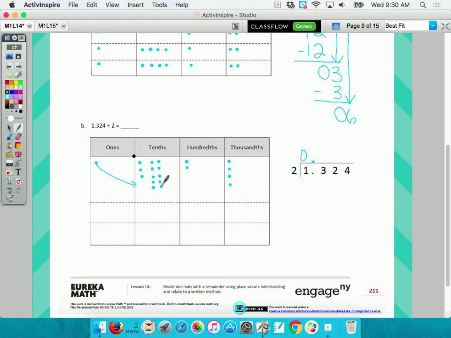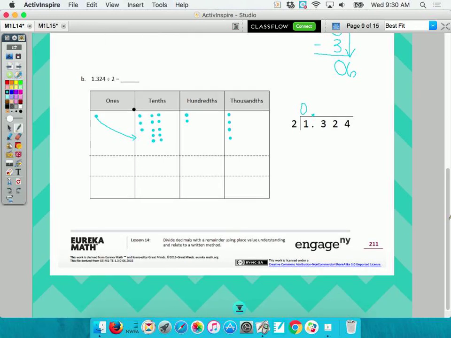So what does this look like on the standard algorithm? Well, there's a couple ways you can look at it. Don't write this down, okay? Just get your dots on there in the tens place. You should have 13 tenths, right? Okay, so there's a couple ways you can look at it.